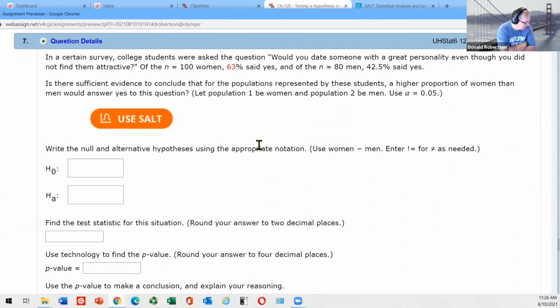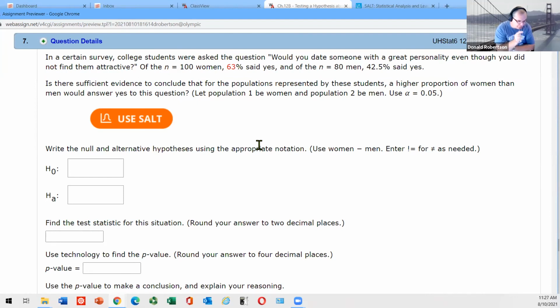In a certain survey, college students were asked the question, would you date someone with a great personality, even although they did not find them attractive? I would, but it's back in the day. Of the 100 women, 63% of them said yes, they would. And of the 80 men, 42.5% said yes. So the data for p1 hat is 63%, right? And the data for p2 hat is 42.5%.